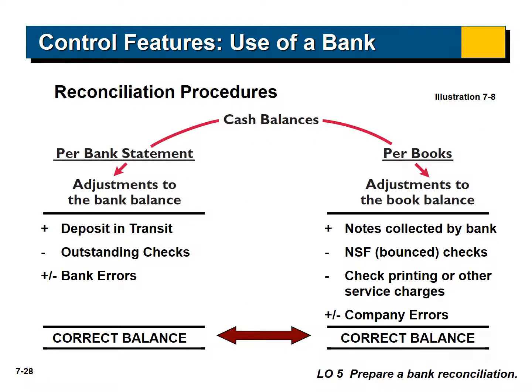So a reconciliation is when we reconcile the balance per bank to the balance per books. To the bank balance, we add any deposits in transit, subtract out any outstanding checks, and then plus or minus any bank errors. On the balance per books side, we start with our balance per books, add any collections the bank made, subtract out any NSF or bounced checks, printing charges, other service charges, and then plus or minus any errors that the company makes.